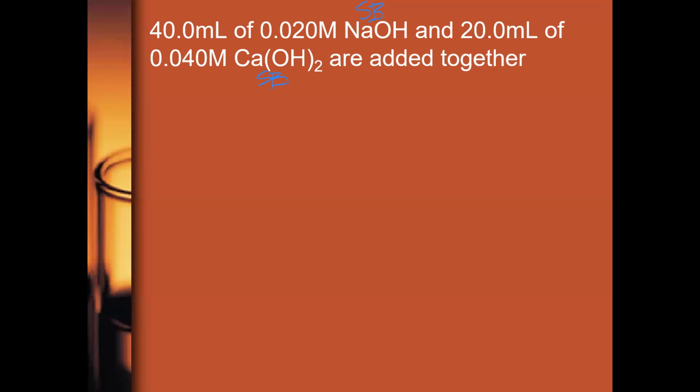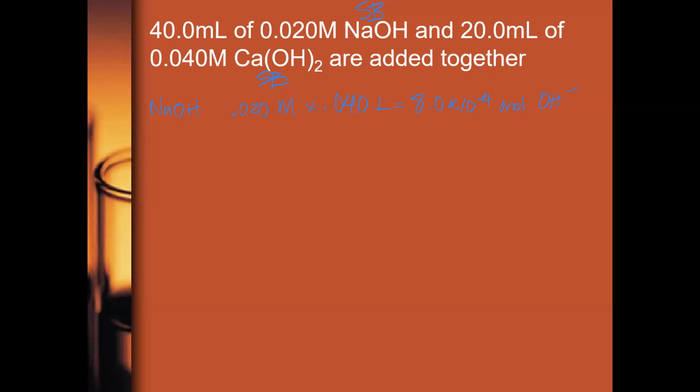So this is another one where we are combining things that are the same. So here we're just dealing with two bases. Same thing, we need to find moles of hydroxide. So for the sodium hydroxide, we do the molarity of 0.020 molar times the liters, which is 0.040 liters. So that gives us 8.0 times 10 to the negative 4th moles of hydroxide ions.